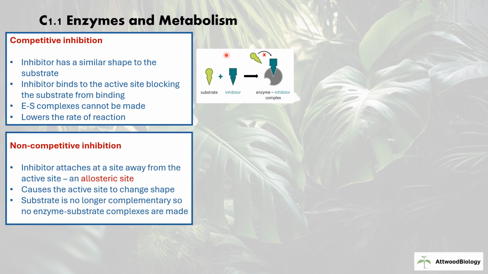We've also got non-competitive inhibition. So up here, the substrate and inhibitor are both competing for the active site. In non-competitive inhibition, we have your enzyme and substrate, but then we have this other inhibitor, and this other inhibitor binds to a site away from the active site. We call that an allosteric site. So it binds to an allosteric site, and you can see that it's changed the shape of the active site, so your substrate cannot fit in. So therefore, no enzyme substrate complexes are made, lowers the rate of reaction.